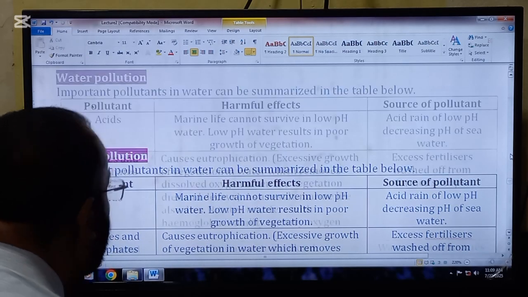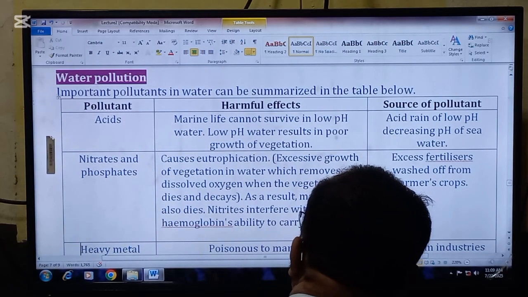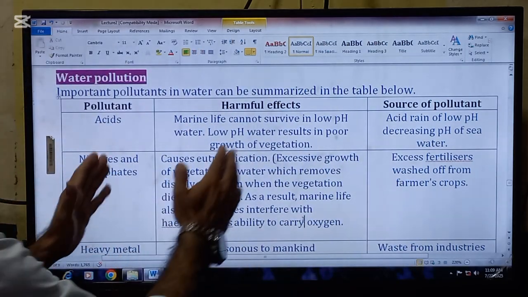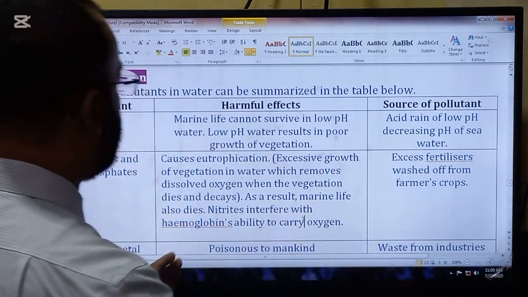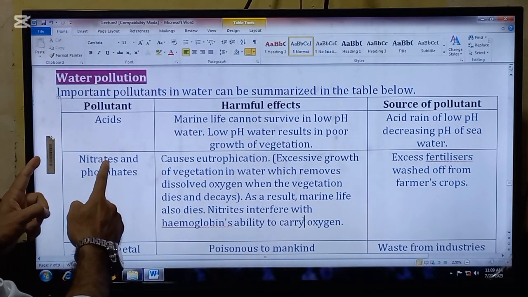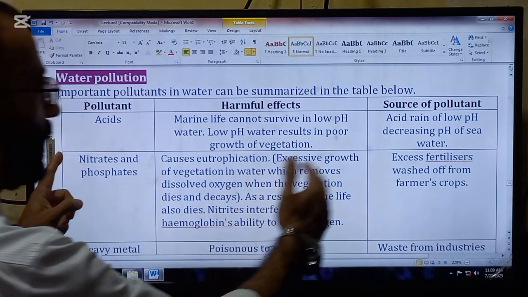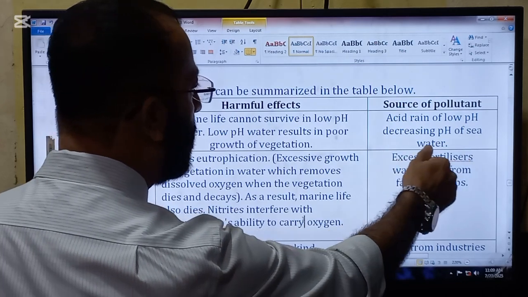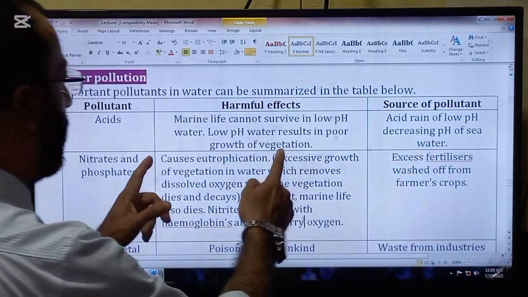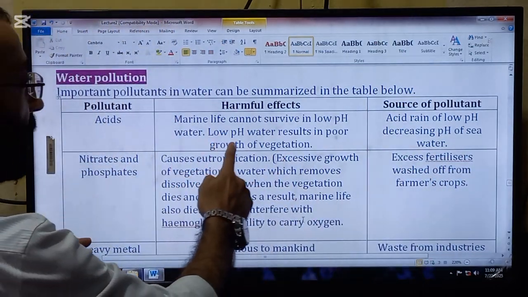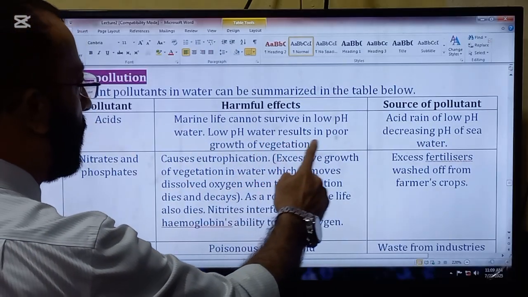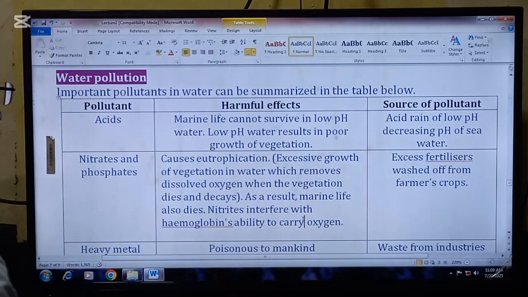The next thing that we are going to read is water pollutants. Here are water pollutants, here are harmful effects, and here are the sources. The first pollutant is acids. The sources are acid rain of low pH, decreasing the pH of seawater, and the effects are that marine life cannot survive in low pH water. Low pH water results in poor growth of vegetation.